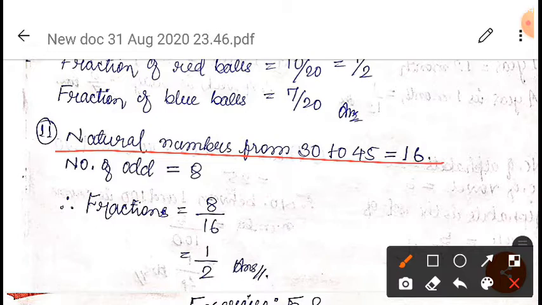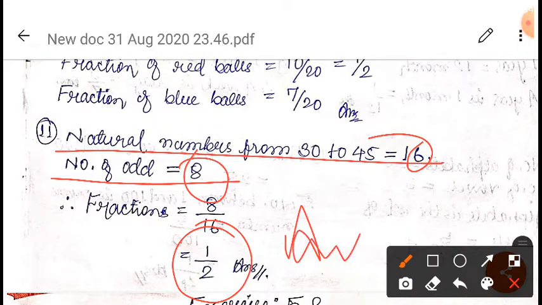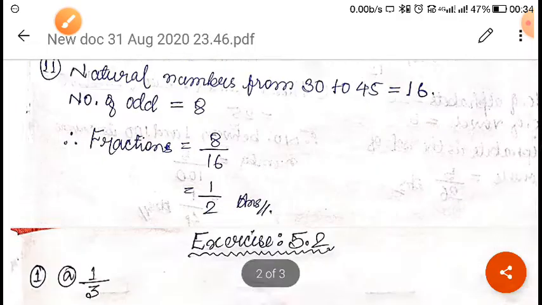In that 16 natural numbers, how many numbers are odd? So when you see that, it will be 8. Okay, so of those 16 natural numbers, 8 numbers are odd, right? So they are asking the fraction between this odd number and this natural number. So it will be what? 8 by 16. So it will be 1 by 2, right? So I hope you have understood this.